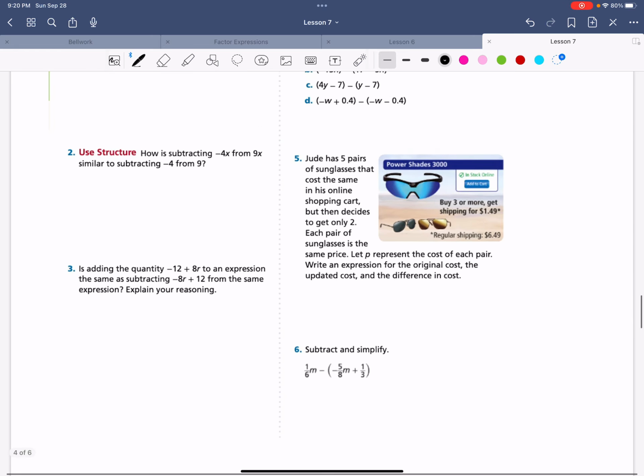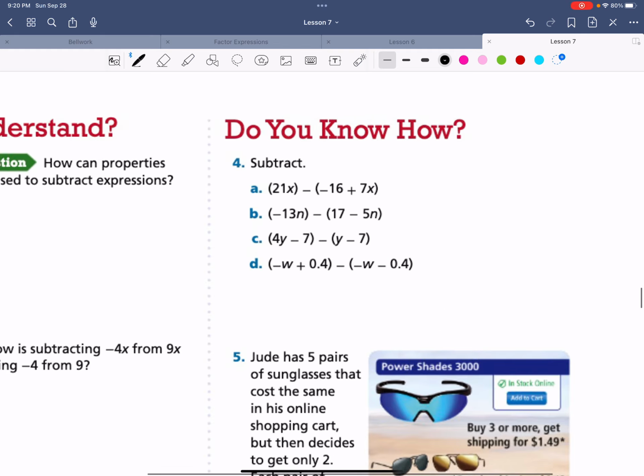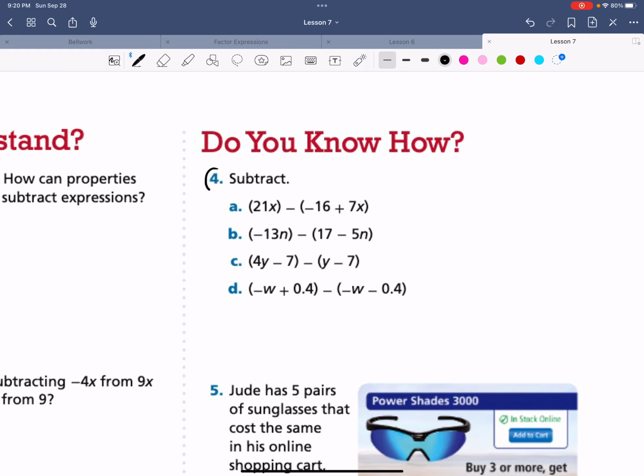Alrighty, so what I want you to try to do for the rest of buckle down time is all the ones under 4. So these 4 problems under question 4. Remember, first step, always distribute that negative. So as you go through, distribute the negative. So I'm going to help you out with this first one. A becomes 21x, and then that negative makes the negative 16 positive, so plus 16. That negative makes the 7x negative, so minus 7x.